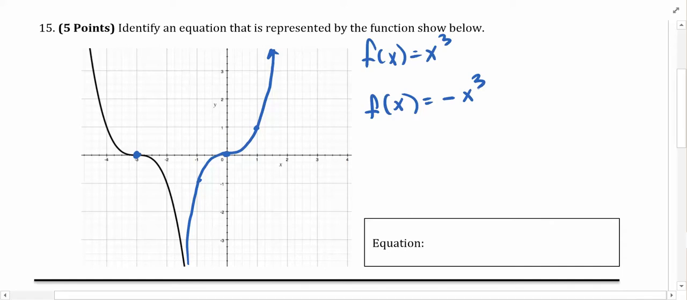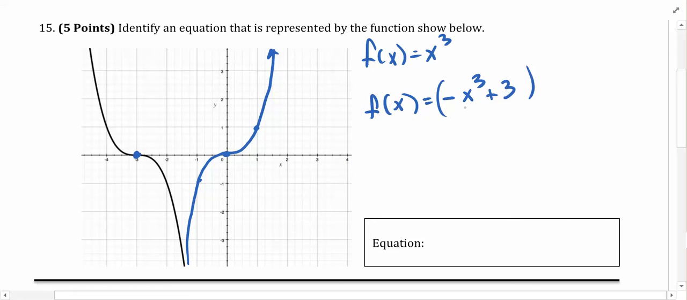And then, once I do that, I would move the whole entire thing 3 units to the left, right? So if I have negative x cubed, and then I want to go 3 units to the left, I would put this in parentheses here, and then 3 to the left would be positive 3, okay? But if you graphed this in the calculator, you would see that you would get something different, okay? So instead, a better choice to do this would be this.